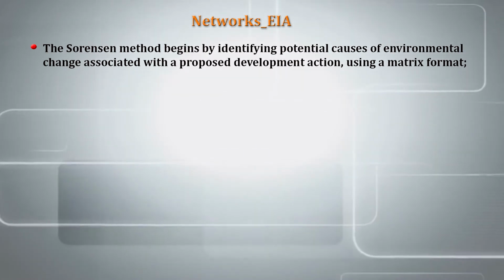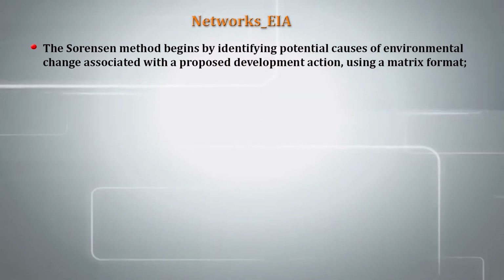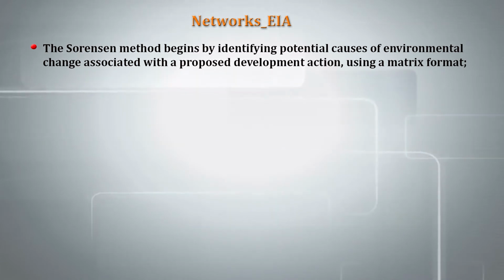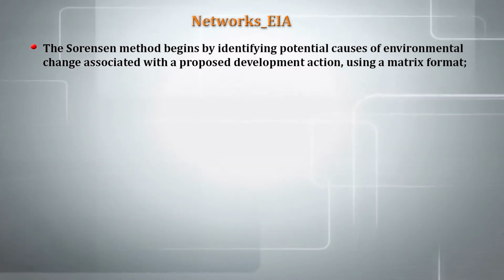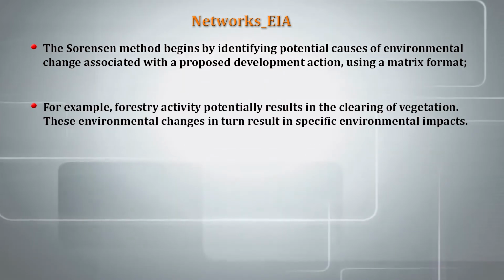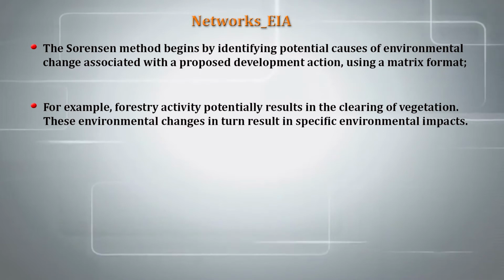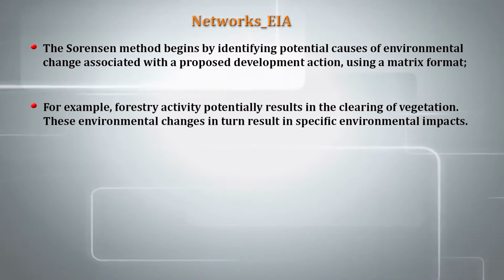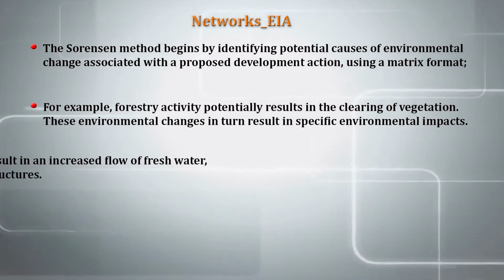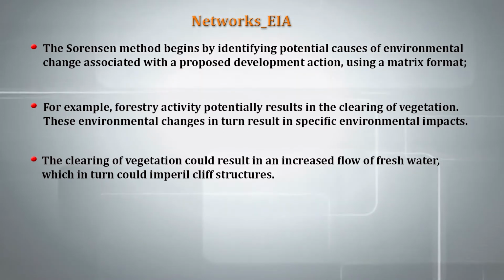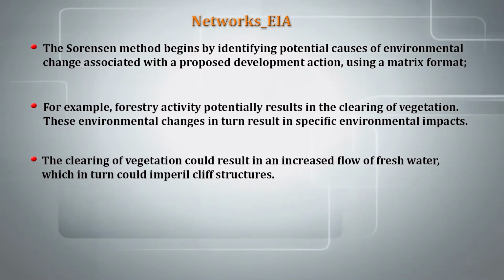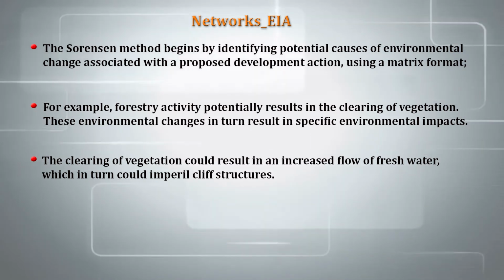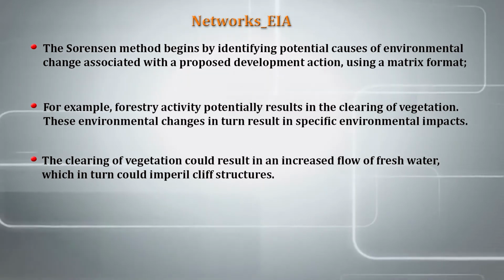Basically, the Sorensen method started by identifying the potential causes of the environmental change associated with the proposed development action using a matrix format that we discussed in the last session. For example, forestry related activity can result in the clearing of vegetation, and these environmental changes can result in specific environmental impacts. For example, the clearing of vegetation could result in an increased flow of fresh water, which in turn could imperil the coastal environment, coastal ecosystems. So each and everything has been captured through this network method.